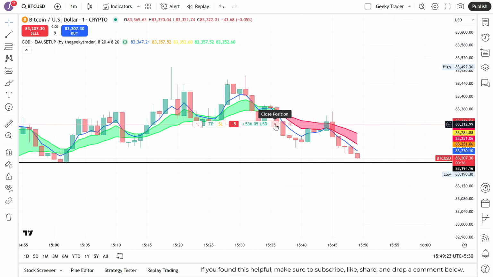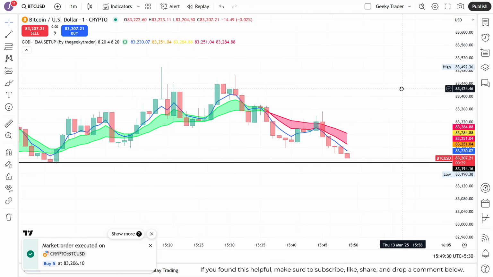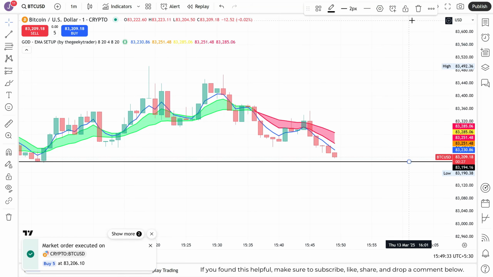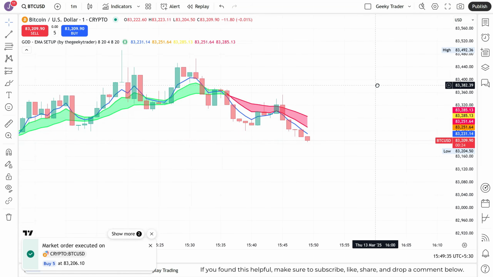Now, the price is getting very close to my target level, which means it's time to take action. Instead of waiting for an automatic exit, I'll manually close the trade right here and book my profit. Another successful trade using this strategy.